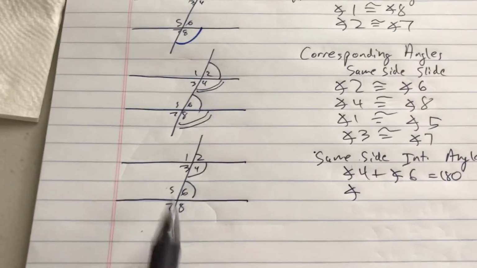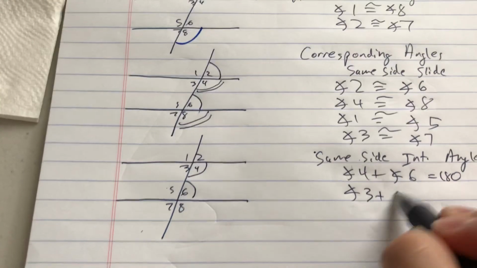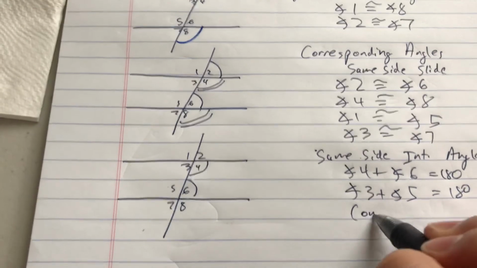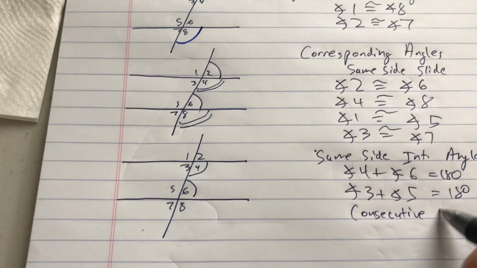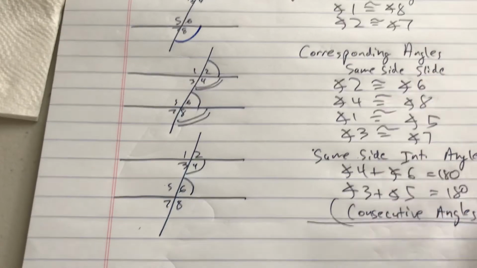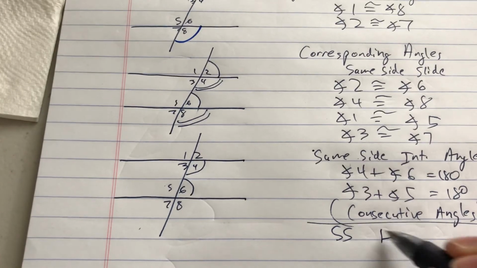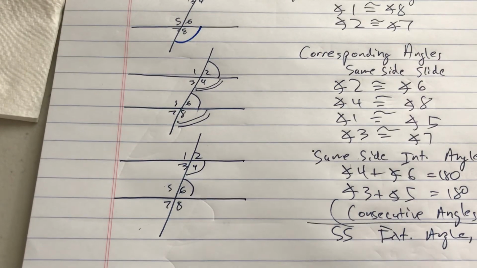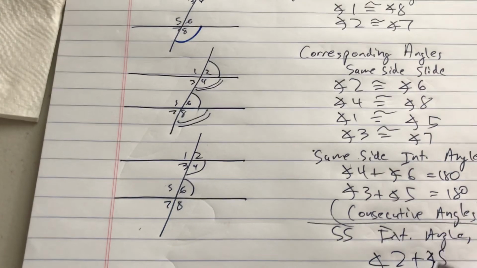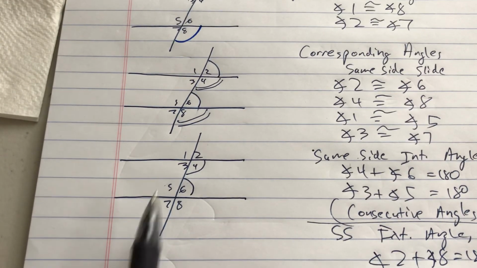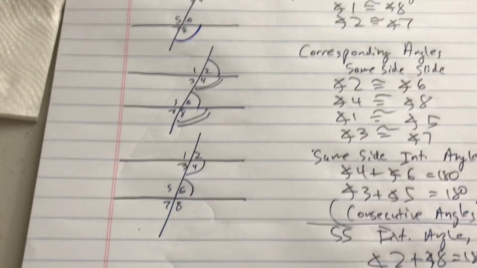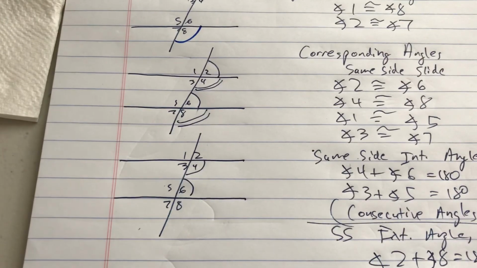On the other side, angle 3 plus angle 5 are also 180 degrees. They're sometimes called consecutive angles, or consecutive interior angles, okay? So that's the same side interior angles. There are also same side exterior angles, which make up 180 as well. So angle 2 plus angle 8 gives you 180 degrees, and that's it. 1 and 7 is the same thing. They give you 180 degrees.